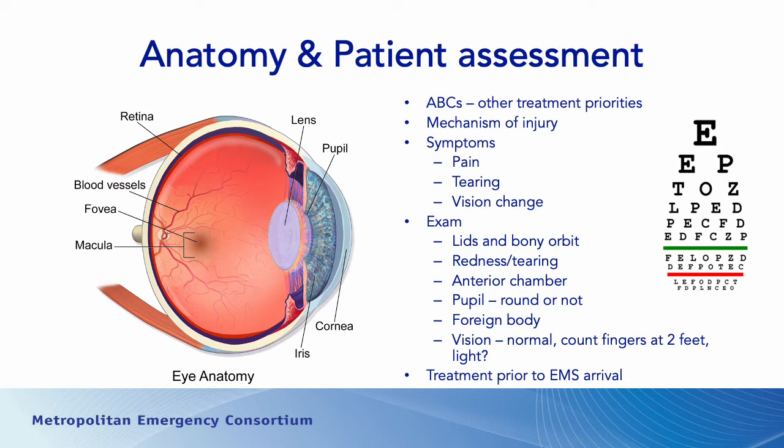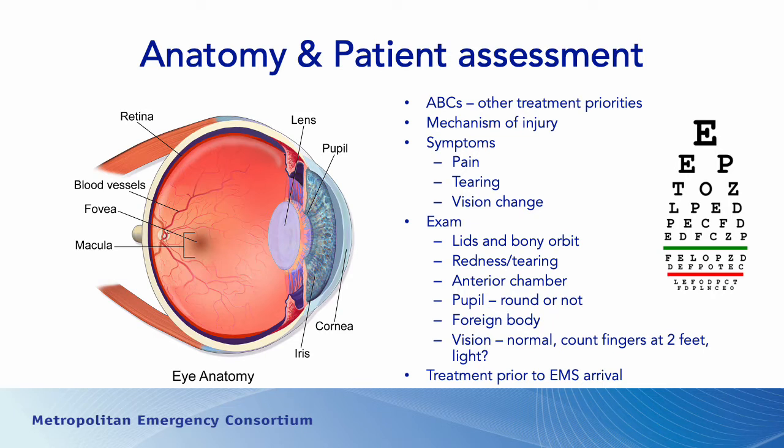Look at the eyelids. Look or palpate the bony orbit. It's the bony orbit that protects the eyeball from injury, and often the eyeball is protected, but the orbit takes the hit, and they have a facial fracture, which could be more easily managed than if they actually had injury to the eyeball. Is there any evidence of tearing or redness of the eye?